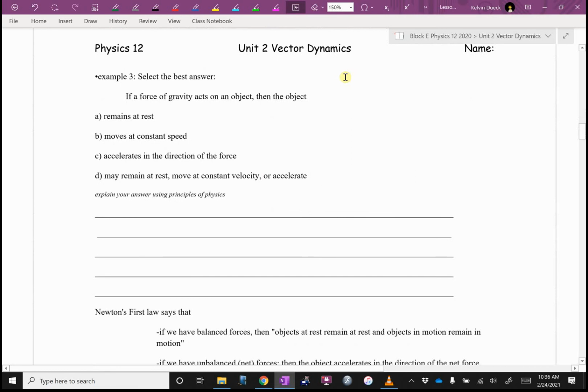Example 3. Oh, we get to vote. If the force of gravity acts on an object, then that object A remains at rest, B moves at a constant speed, C accelerates in the direction of the force, or D, all of the above.